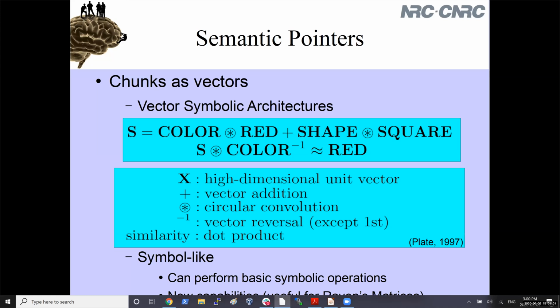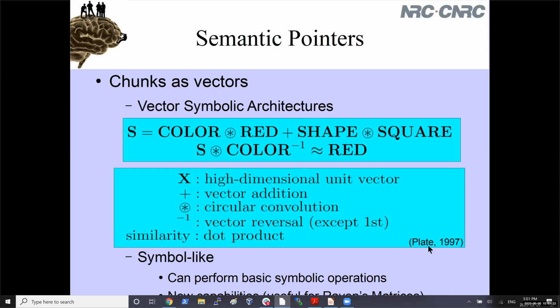And so the example I've got there is you take your combined representation S, you combine it with the inverse of the representation of color, and you should get out something that's kind of similar to red. There's a bunch of different implementations of vector symbolic architectures that use different operations.